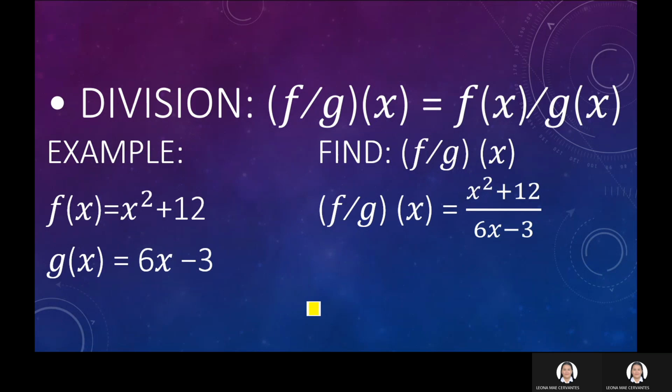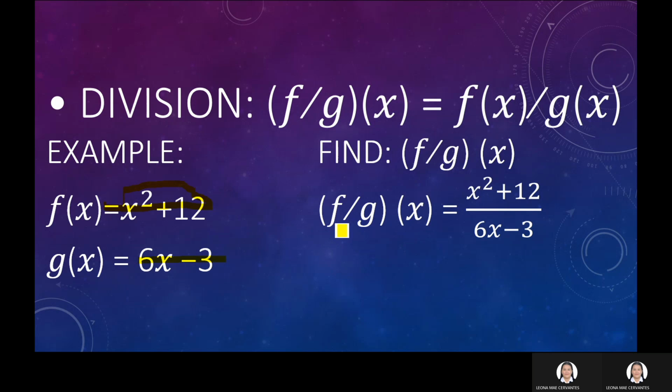Okay, so now let's proceed to division. We have f divided by g of x. We have f of x divided by g of x. So for example, the value of f of x is equal to x squared plus 12, and the value of g of x is x minus 3.